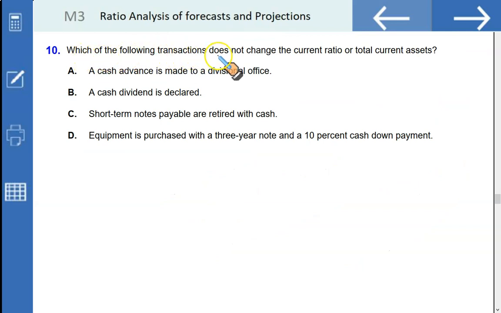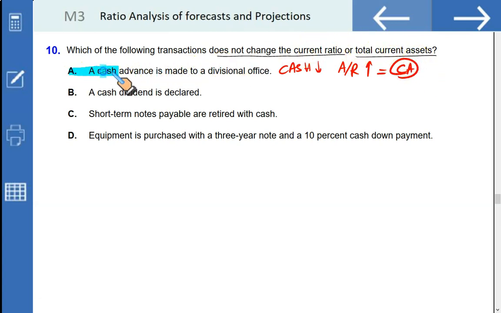Which of the following transactions does not change the current ratio or the total current assets? A, a cash advance is made to a divisional officer. In this case, cash balance falls, and the divisional officer will represent an account receivable. AR goes up. So cash decreases, account receivable increases. That means the total current assets stay the same. That is why total current assets and current ratio are not affected, and that's why A is the right option.